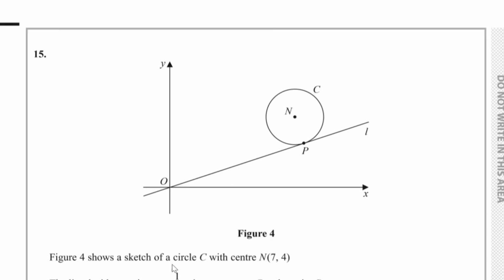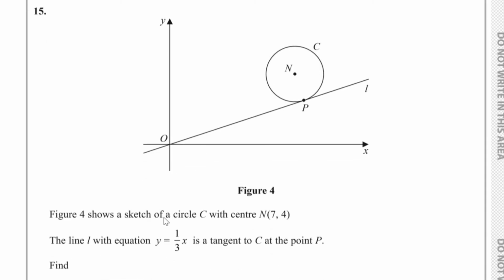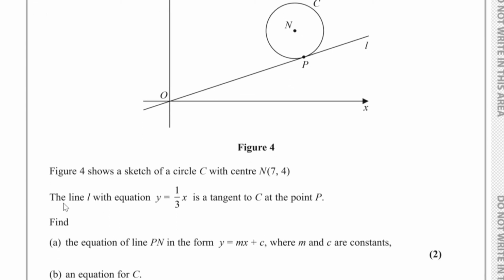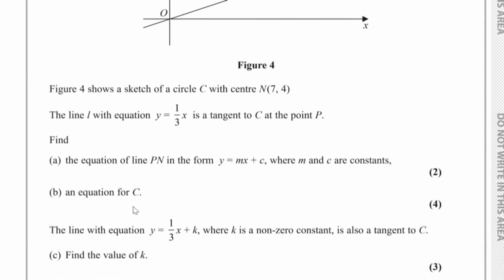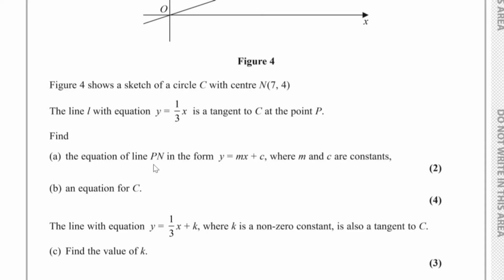Question 15. Figure 4 shows a sketch of a circle C with centre N with coordinates 7, 4 and the line L with equation y equals 1/3 x is a tangent to C at the point P. For part A we have to find the equation of the line NP in the form y equals mx plus c, where m and c are constants.